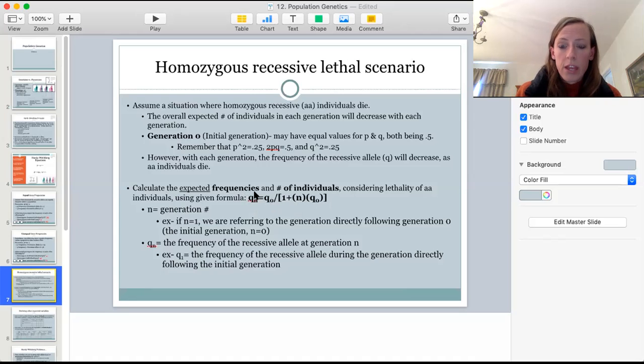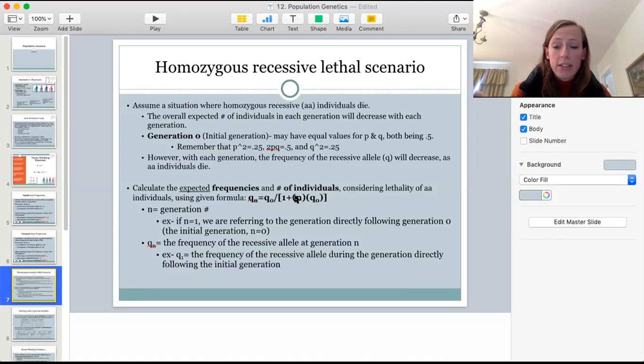Qn is equal to Q0 divided by 1 plus n times Q0. And before you get too confused, I'm going to break this down and tell you what each of those letters means, okay? So n is just your generation number, whatever generation you're in. Like I said, the first one is actually going to be generation 0, okay? And we're starting with P and Q equal, they're both equal to 0.5.